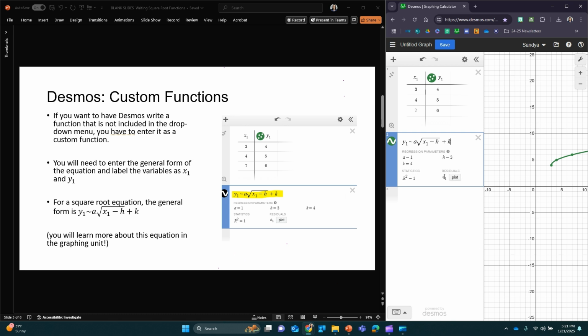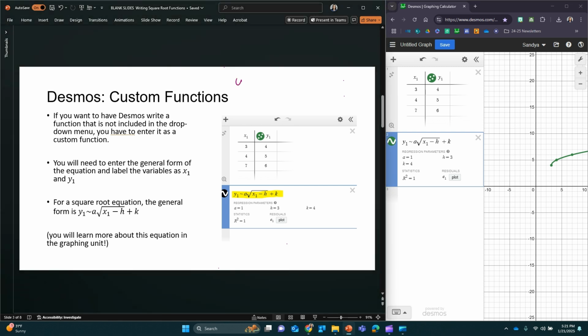So notice here what it does is it gives us under regression parameters, it says A is 1, K is 4, and H is 3. What you're going to do is go ahead and plug those back into that equation you have. So you can go ahead and write this as y equals, well, A is 1, right? 1 times the square root of x minus h, so minus 3, and then plus 4 for our plus k. We usually don't write that coefficient of 1, so you can go ahead and rewrite this equation as the square root of x minus 3 and then plus 4.